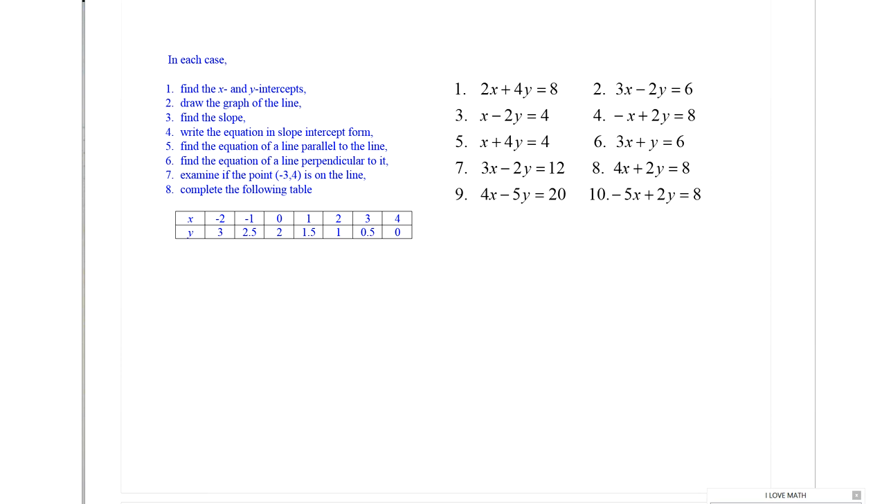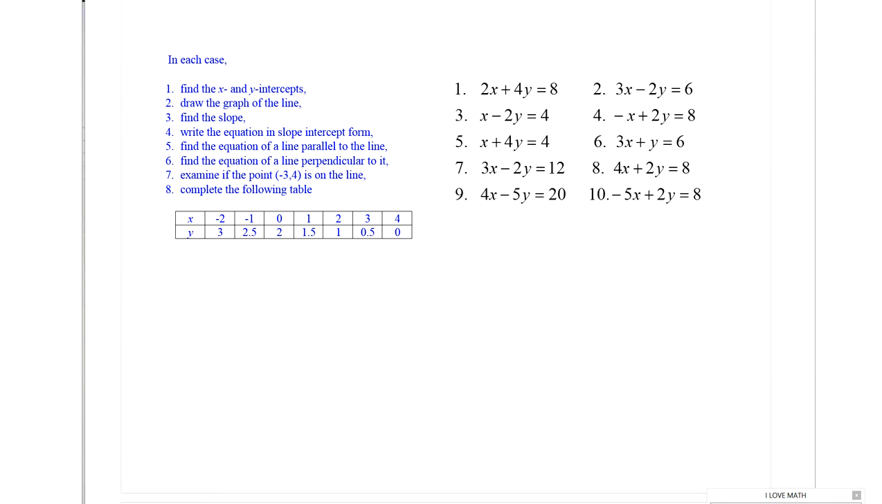Okay, hello. Welcome to the second part of our practice session on linear equations. In part 1, we answered questions number 1, 2, 3, and 4. And in part 2, we will answer questions number 5, 6, 7, and 8. Okay, what is question number 5? Question number 5 says find the equation of a line parallel to this line.